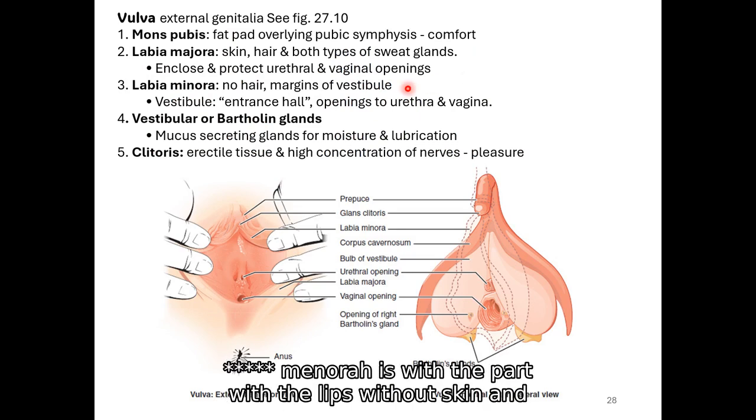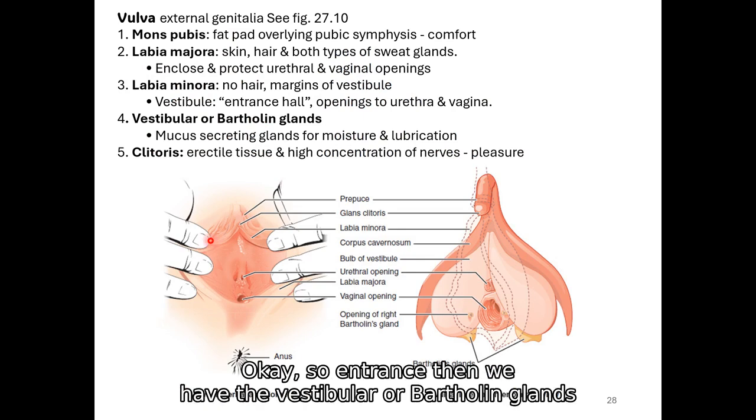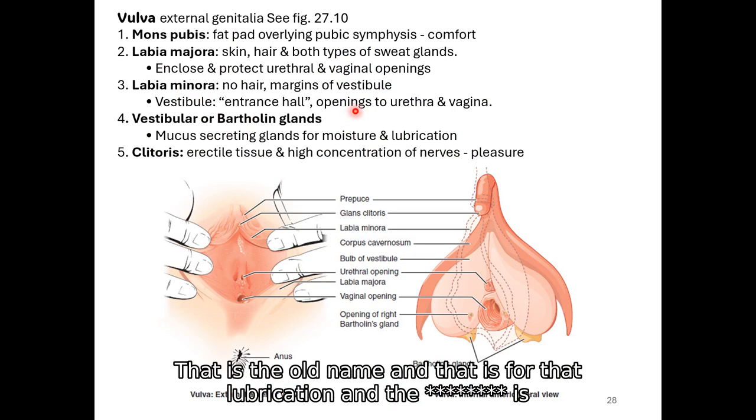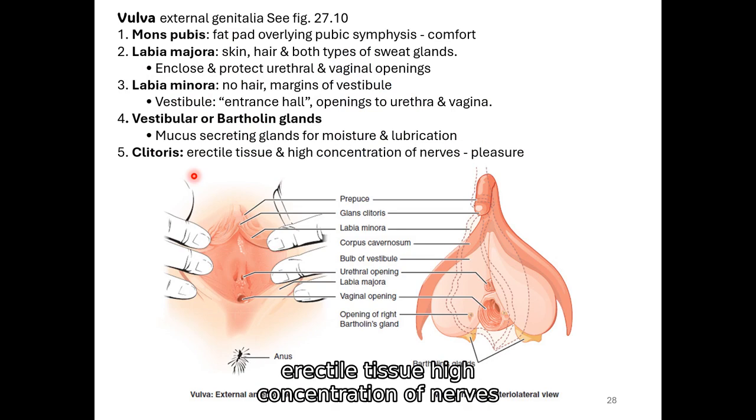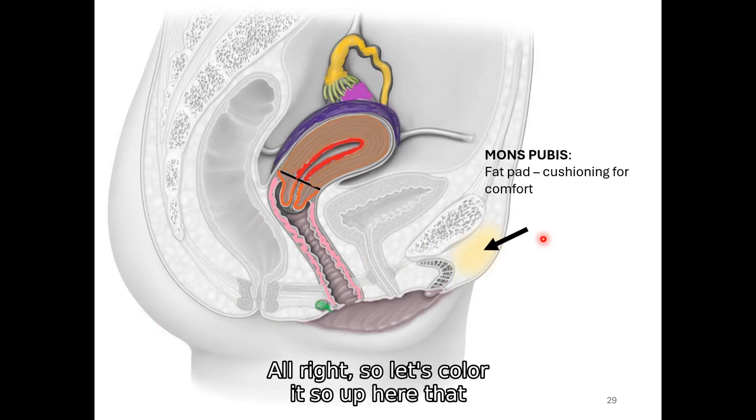And then the labia minora is the part with the lips without skin. And the boundaries, this whole area is the vestibule, okay, so entrance. Then we have the vestibular or Bartholin glands, that is the old name, and that is for that lubrication. And the clitoris is erectile tissue, high concentration of nerves, just like the glans penis. It is for pleasure.